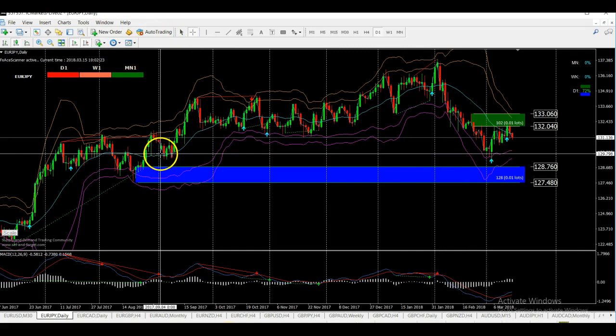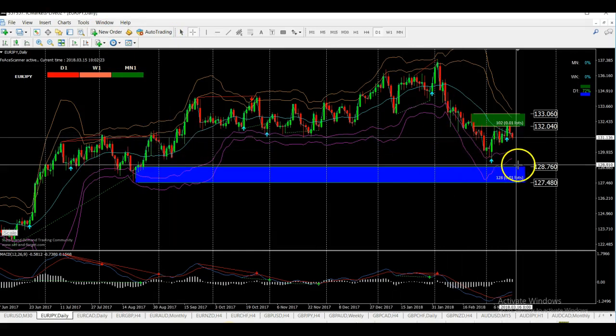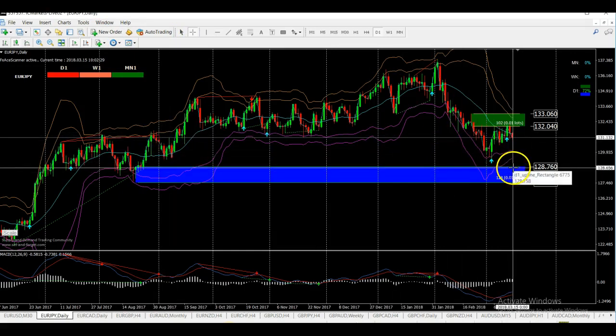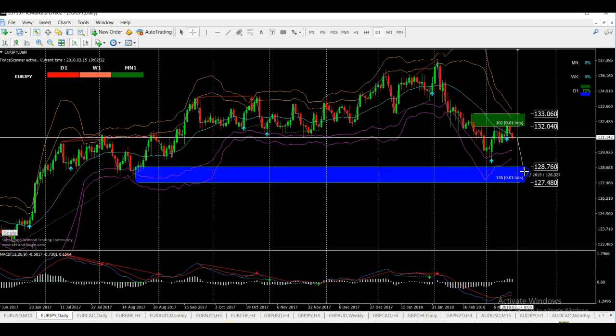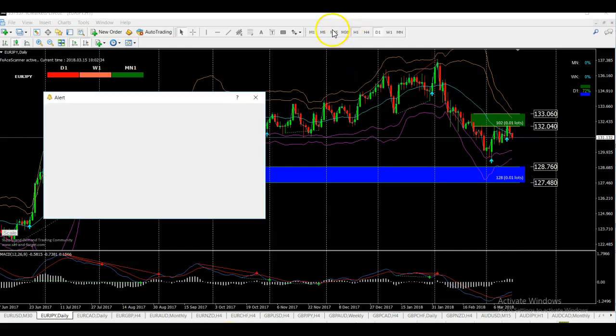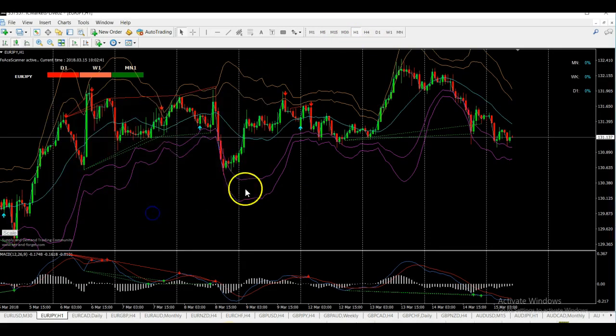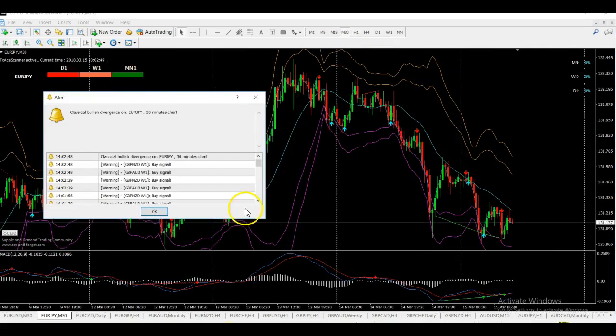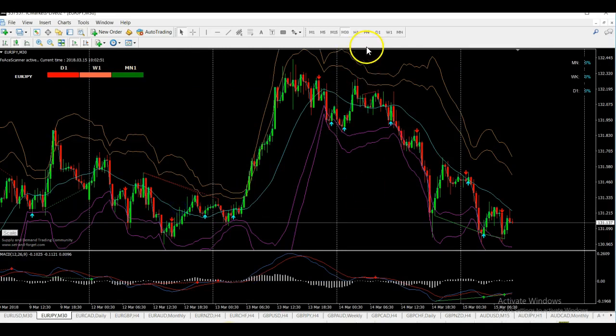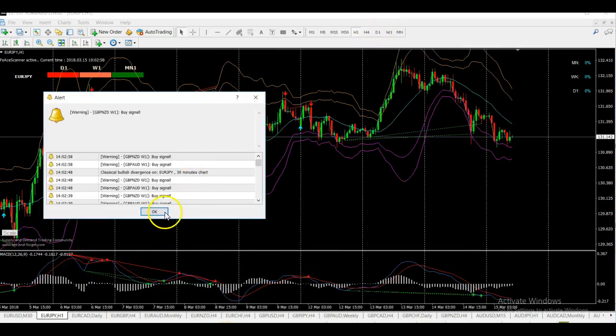So this reaction here was this reaction to this area here. So the next reaction I'm expecting down towards 128, 129 on the Euro JPY. Even further down towards 127. So are we getting any sell signals on the charts? No sell signals. So let's look at the smaller, shorter term. Today, possible.